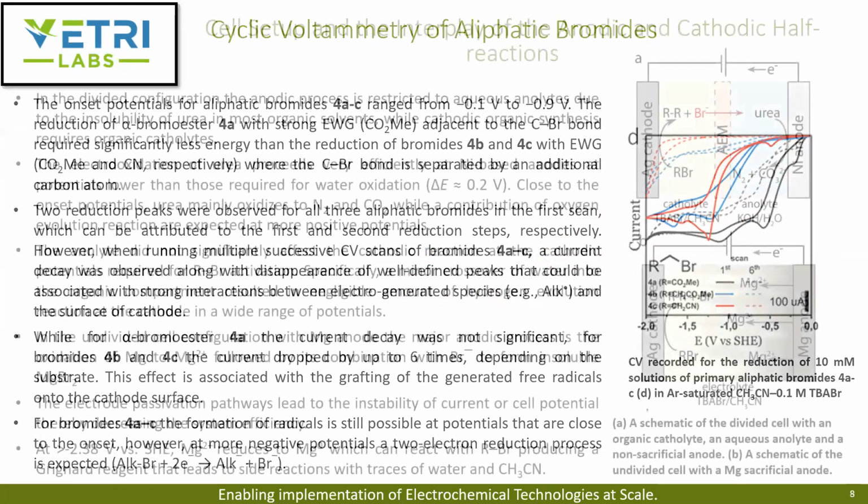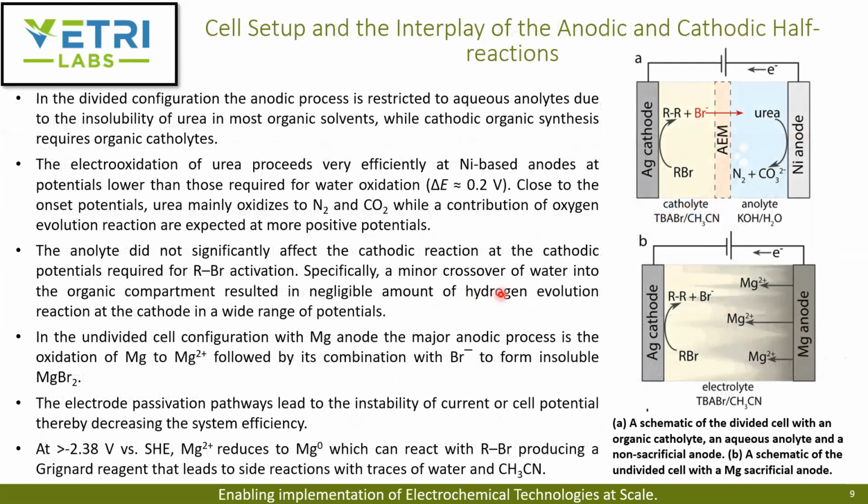So they wanted to see the yield for different products, like the dimer yield from different organic halides, so they used a cell setup. Their approach is to use a divided cell where they have an organic catholyte and then a urea anolyte. And for comparison, they also used an undivided cell with a magnesium sacrificial anode.